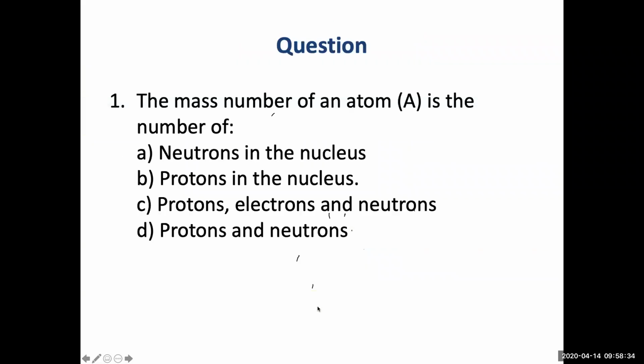So let's have some questions to just check you are following. The mass number of an atom A is the number of what? A neutron in the nucleus, a proton in the nucleus, protons, electrons, and neutrons, or protons and neutrons. Yes, correct. D. Excellent.